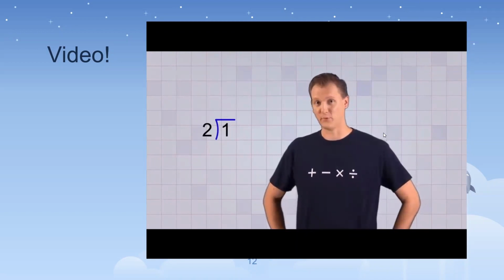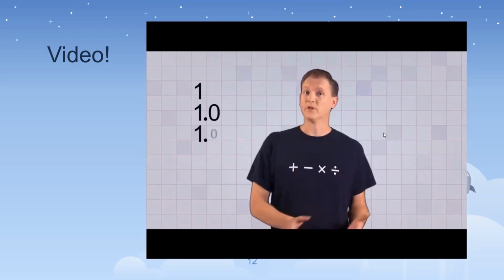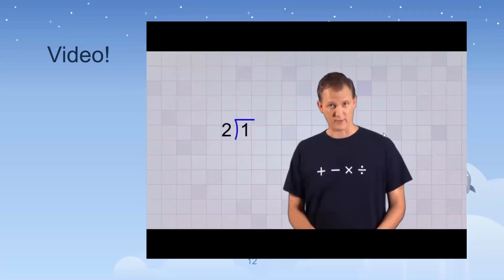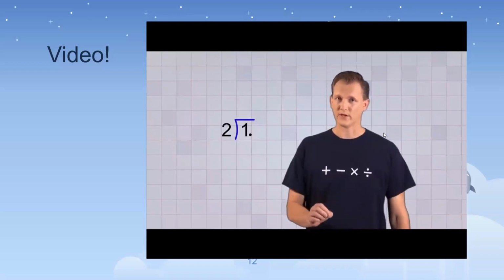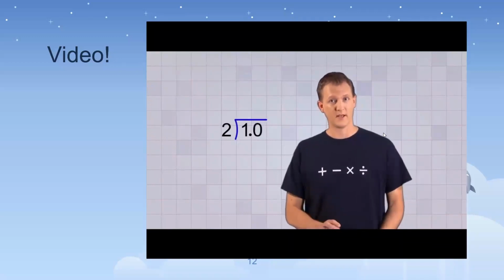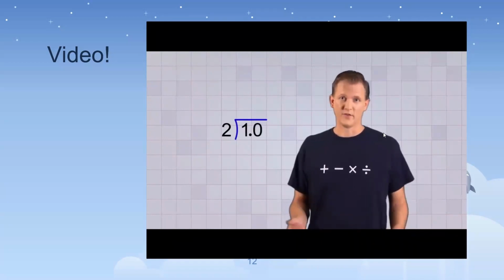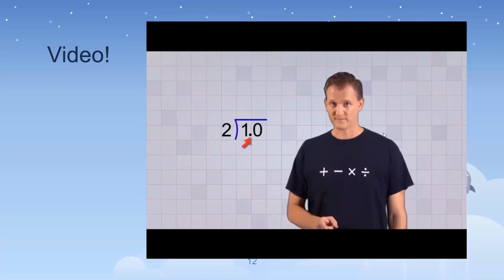And that's where the decimal point comes in. Now you remember that in the last section, we learned that 1 could be written as 1.0 or 1.00 or 1.000, and its value is still 1. Let's try doing that here and see what happens. After the 1, put a decimal point and then a 0 in the 10ths place. Now our division problem looks like 10 divided by 2, and that's easy to do. The only difference is we have a decimal point.